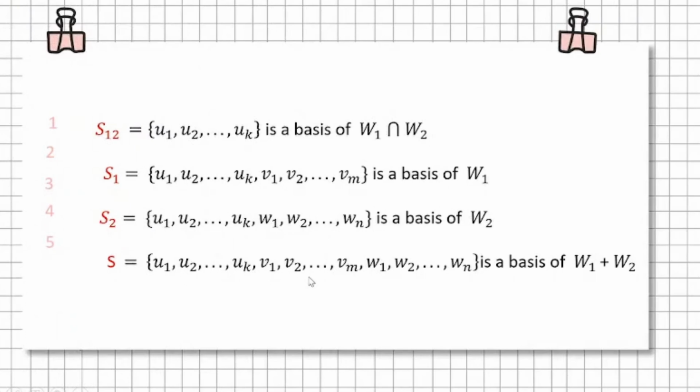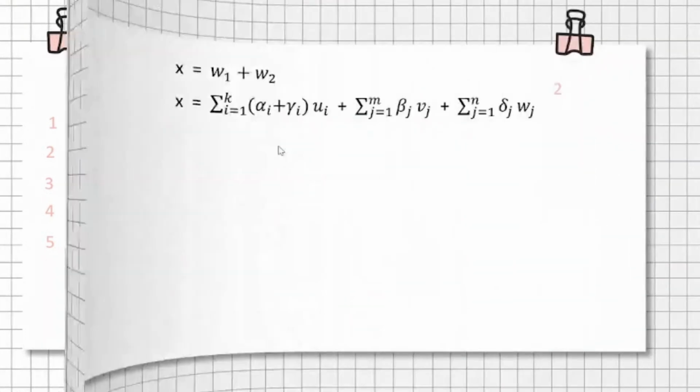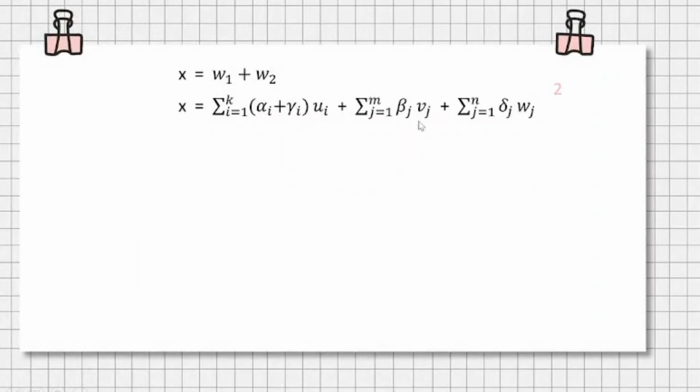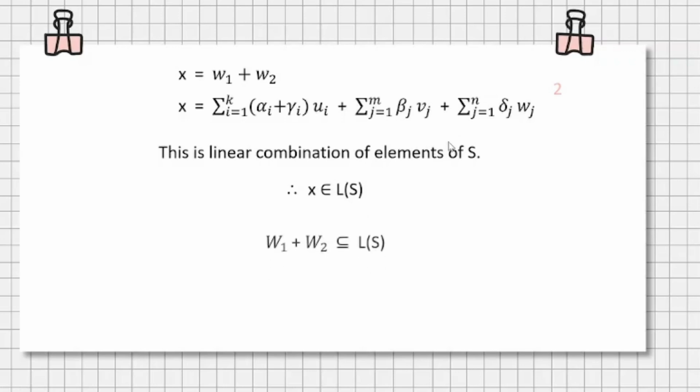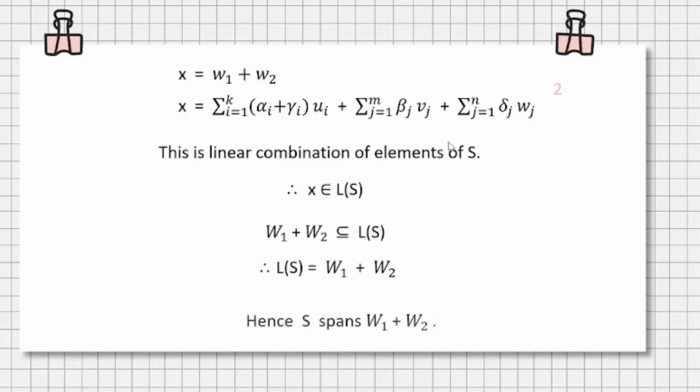U1, U2 and V1, Vm and W1, Wm. See that x equals a linear combination of ui, vj and wj. Therefore x is a linear combination of elements of S. Therefore x belongs to L of S. Did you get it?